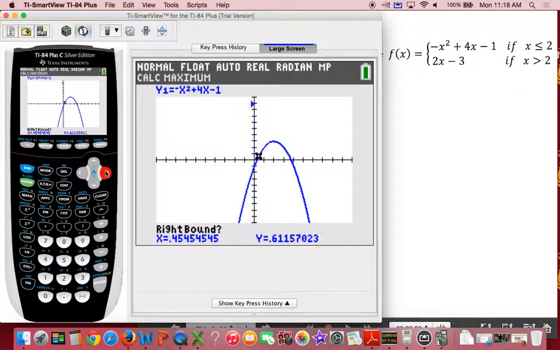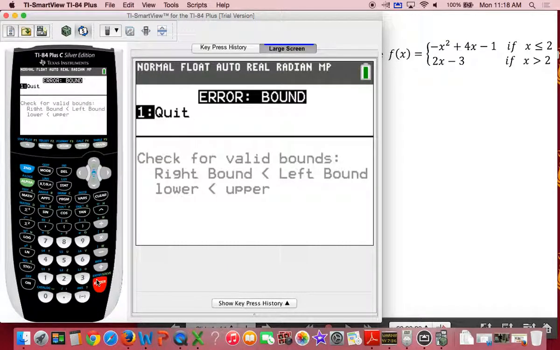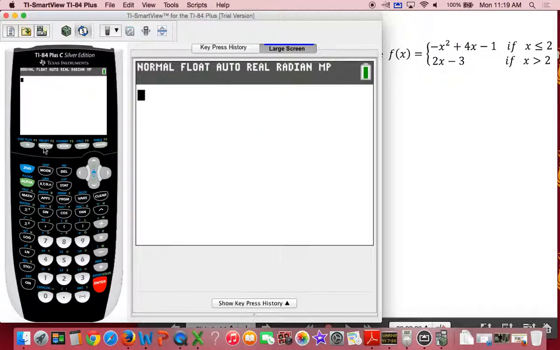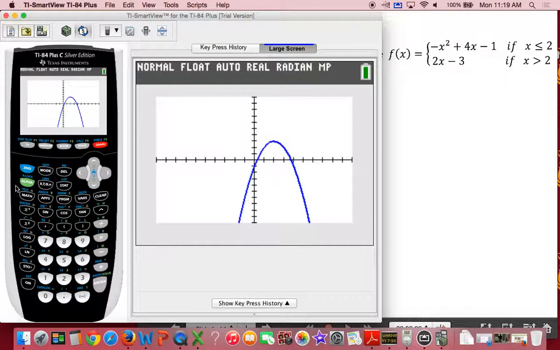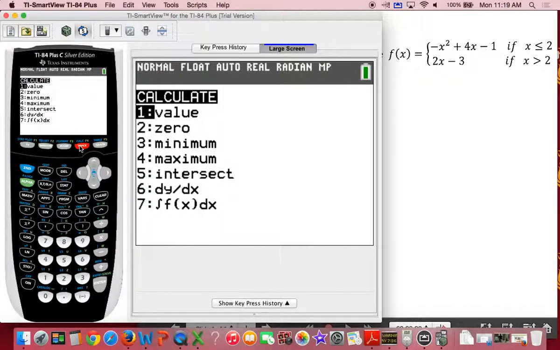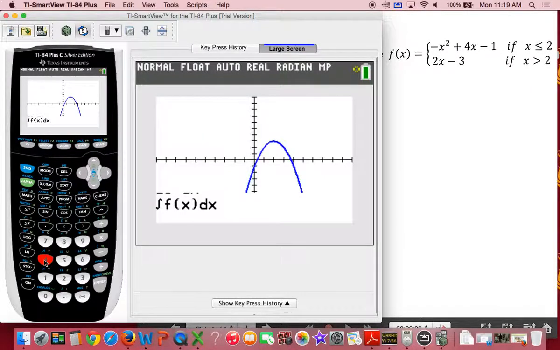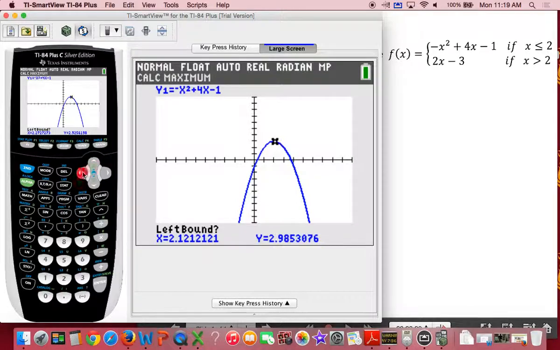I like to get it just a little closer to my vertex. So enter. And then you have to move it to the right of your vertex. And then enter. Oh, okay, all right. It didn't like that. Let's try one more time. Second calc, 4 for my max. I want my left, so enter. I want my right, hit enter. Aha, I don't know what I hit before.